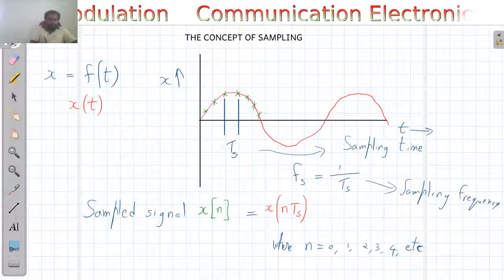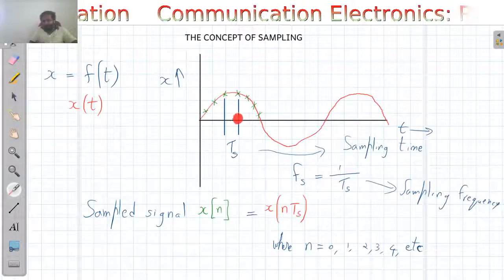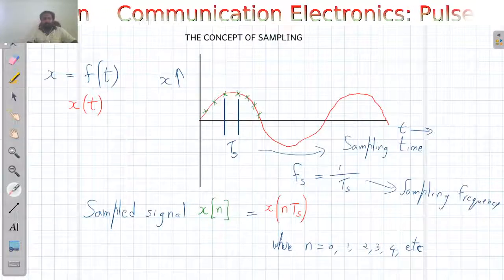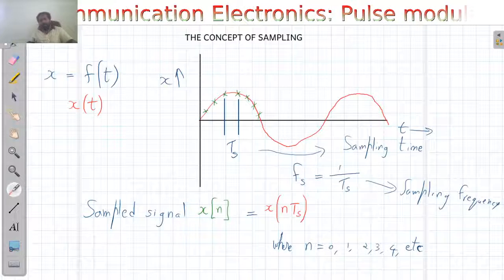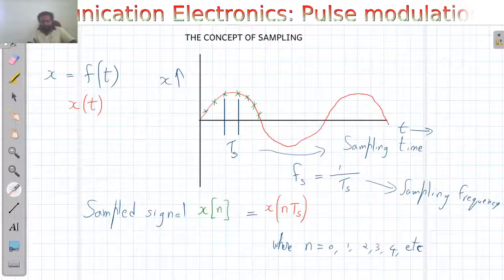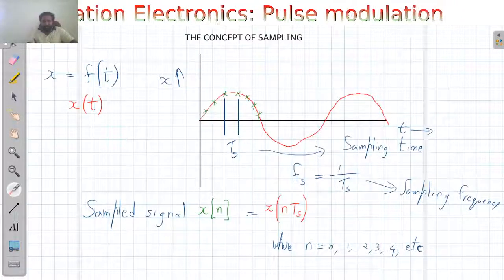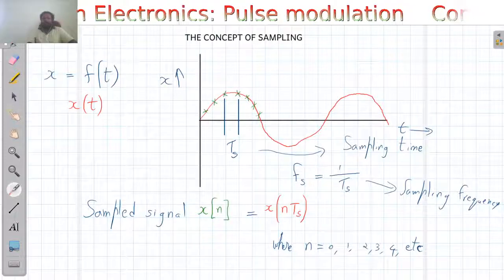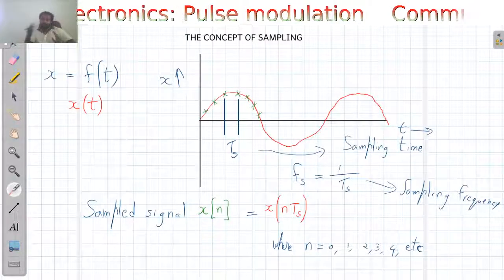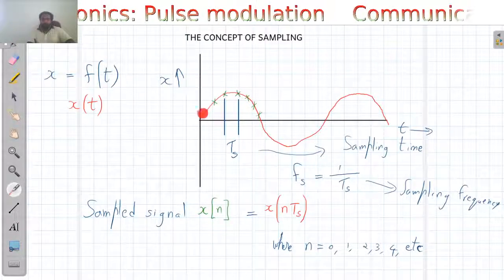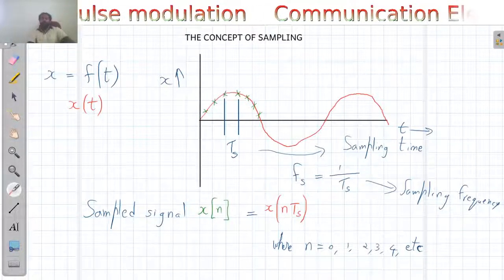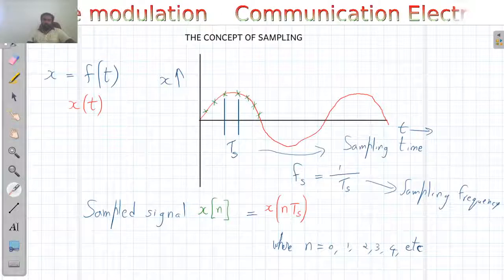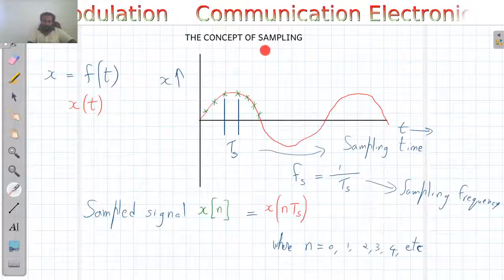Thus the essence of what we have seen here is that if you want to transmit a sine wave like this, a continuous wave like this, you don't have to transmit the entire wave. Instead, you can transmit certain points in that wave, so that you can reconstruct the entire wave from these points by predicting what is in between two adjacent points. So that is the essence of sampling, the concept of sampling.